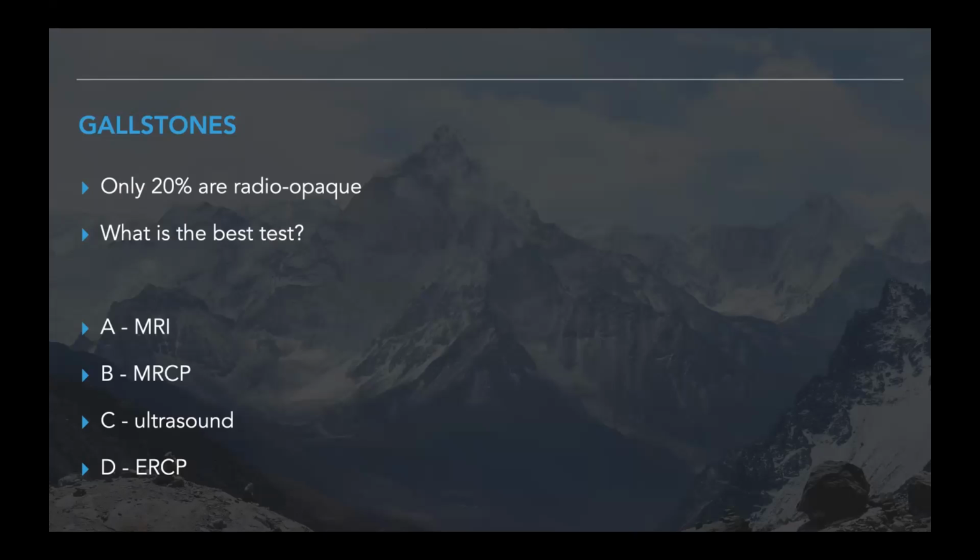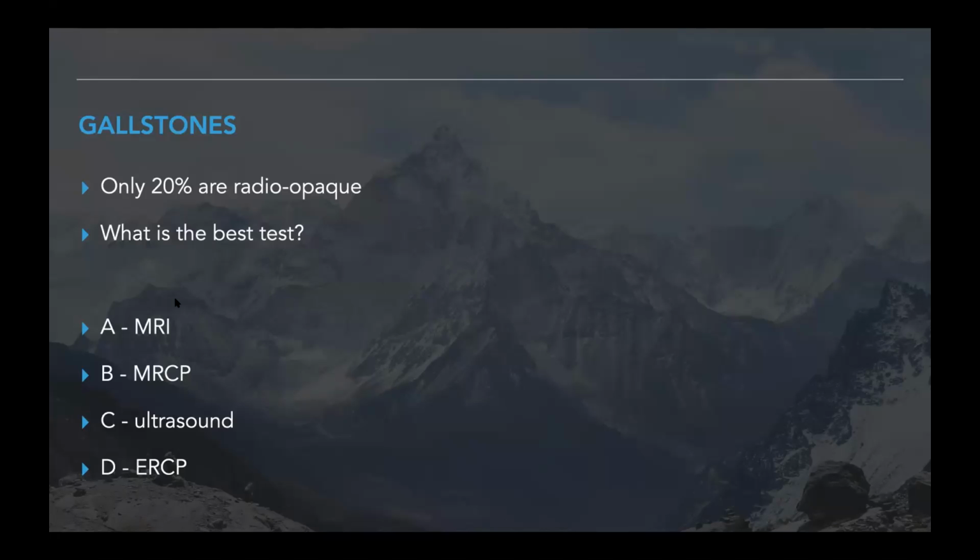So what is the best test for gallstones? I'll explain in a moment why this is an unfair question, but there is really one answer that you should be picking for exam purposes. Perhaps it would be better if it said, what's the first line test? Yeah, so C is probably the most correct, but everybody else is kind of right as well, and I'll explain why.